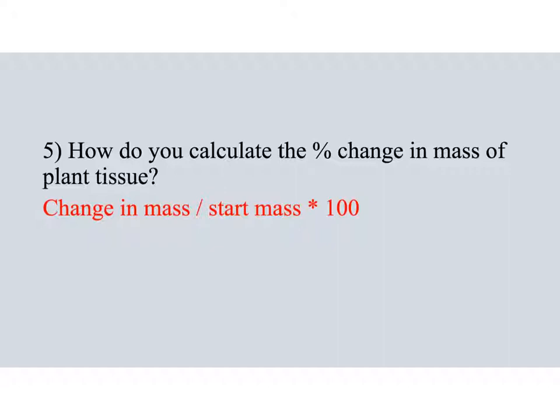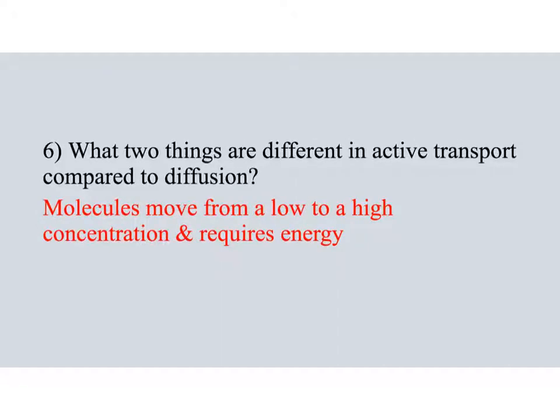Question 5, how do you calculate percentage change? Well, it's change in mass divided by the start mass times 100. So if you cast your minds back to the required practical with plant tissue with potatoes, we looked at the difference in the mass and then divided by the start mass times 100. Question 6, so molecules move from a lower to a higher concentration, or low to a high concentration, and it also requires energy from respiration.